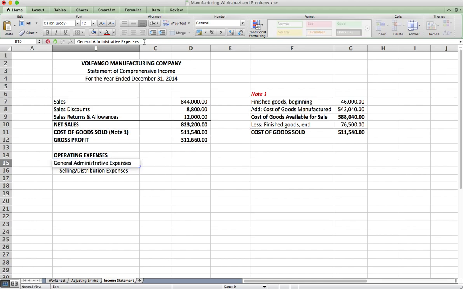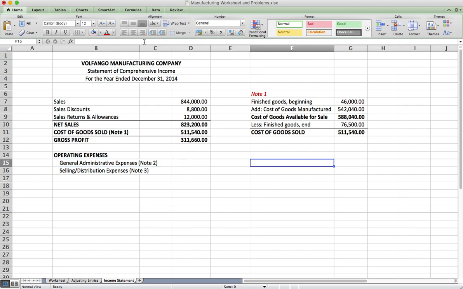Bigyan natin dito ng note. Note 2. Then note 3. Okay. What are our general and administrative expenses? Ayan, dito. Note 2. Pwede din naman class, dire-diretso. Wala namang problema doon. Gawa tayo mamaya ng isa pang income statement. Note 2. What are our general administrative expenses?